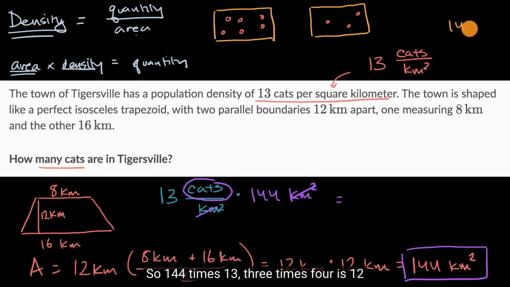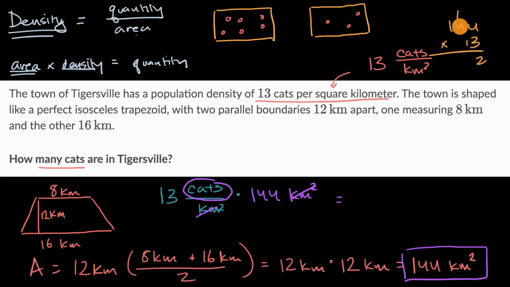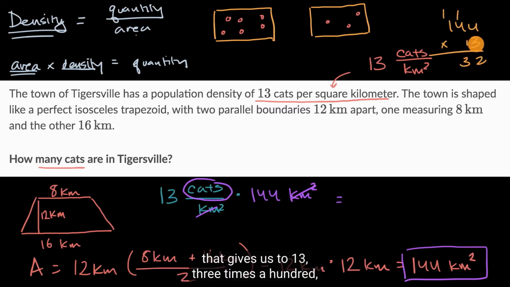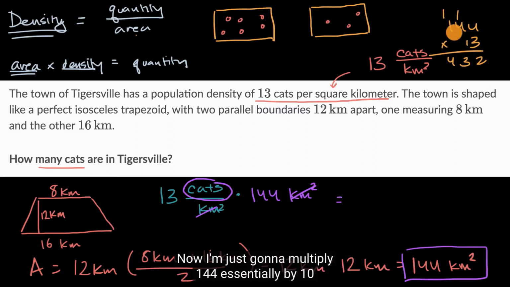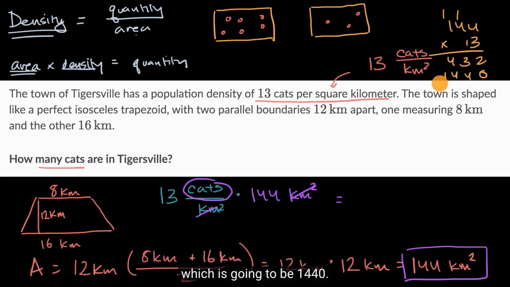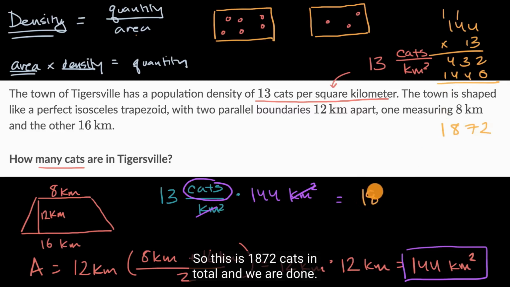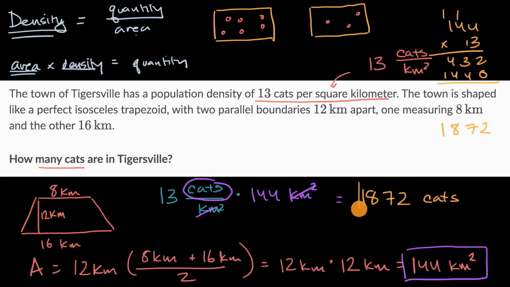So 144 times 13. 3 times 4 is 12. 3 times 4 is 12. That gives us 13. 3 times 100, 300 plus another 100 is 400. Now I'm just going to multiply 144 essentially by 10, which is just going to be 1440. And so if I add up all of that together, I get 1872. So this is 1872 cats in total. And we are done.